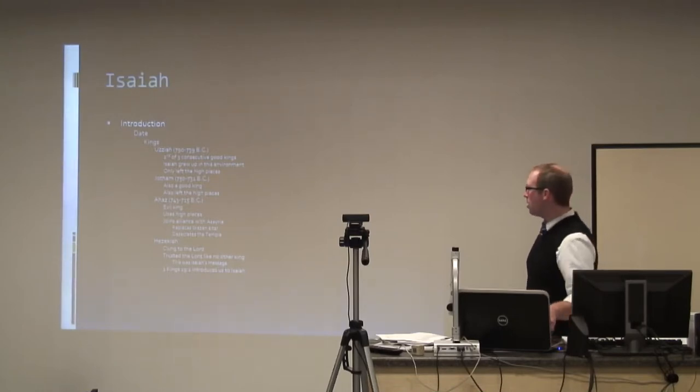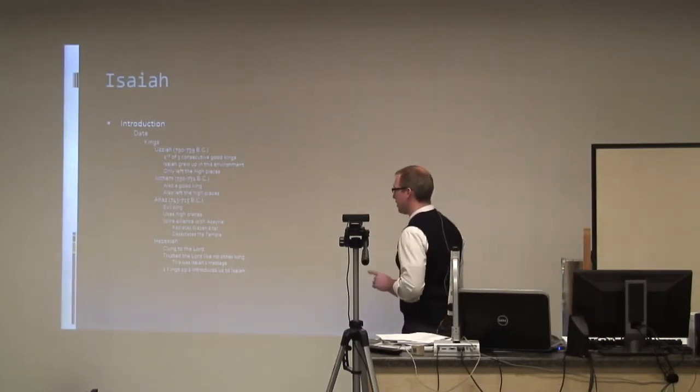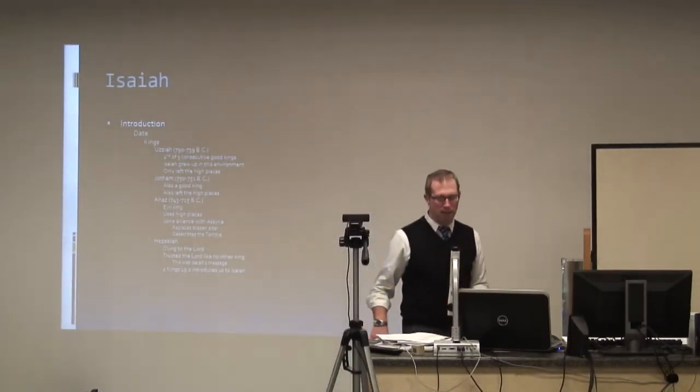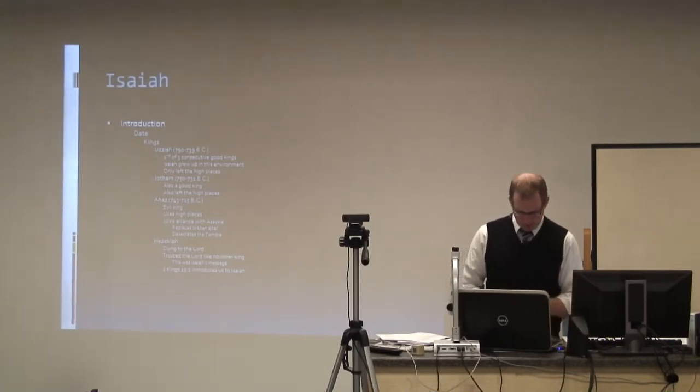And the first time in the Old Testament actually that we see Isaiah is in 2 Kings chapter 19. You can take a look at 2 Kings 19:2. Stick a finger there in Isaiah. We'll obviously have a little more to say about Isaiah as we go.